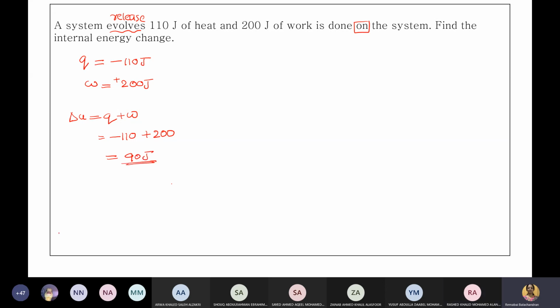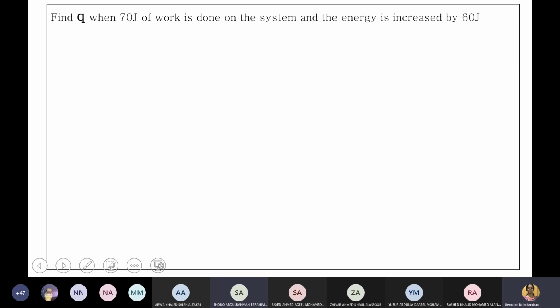Okay, then next. Find Q when 70 joule of work is done on the system and energy is increased by 60 joule. Work is 70 joule. Okay, so W is plus or minus? The value is 70 joule, positive. The energy increased by 60, and the work done is 70.